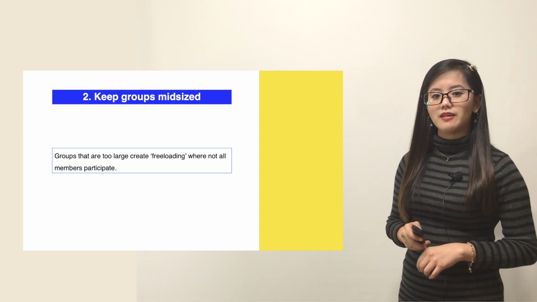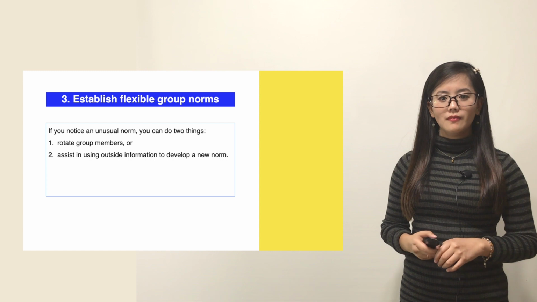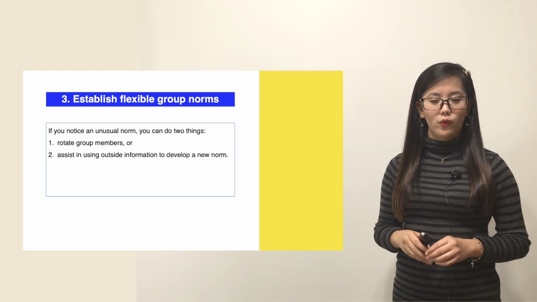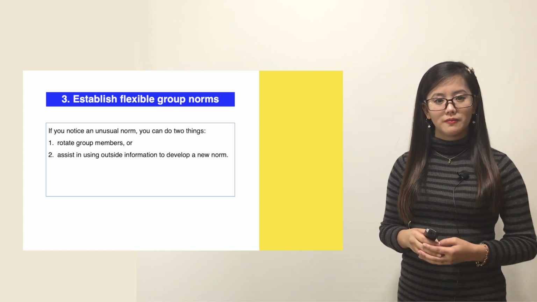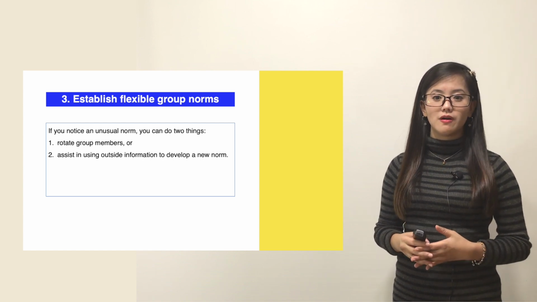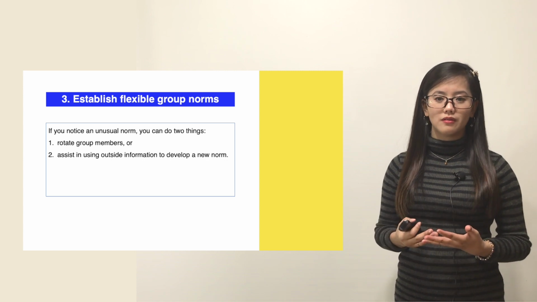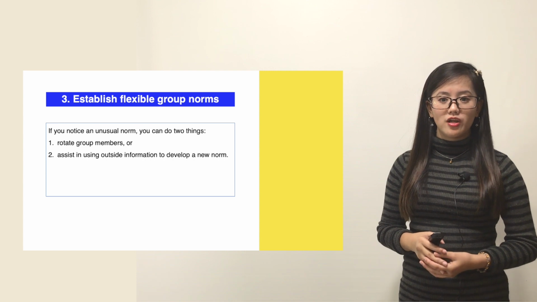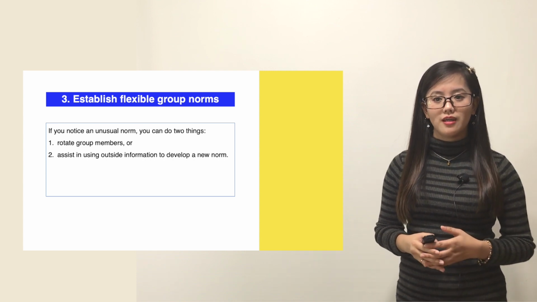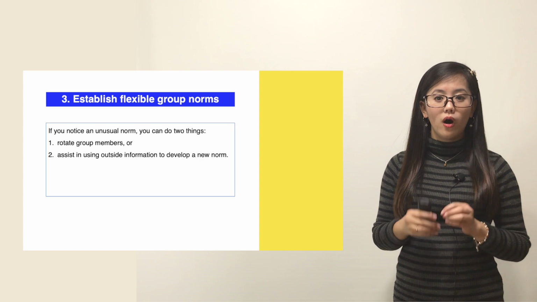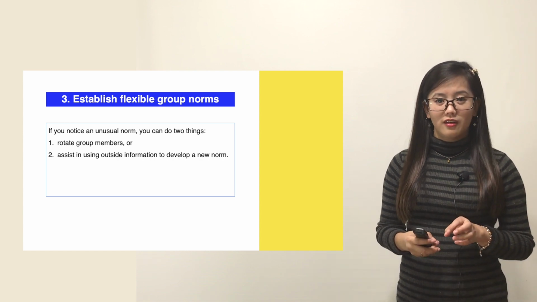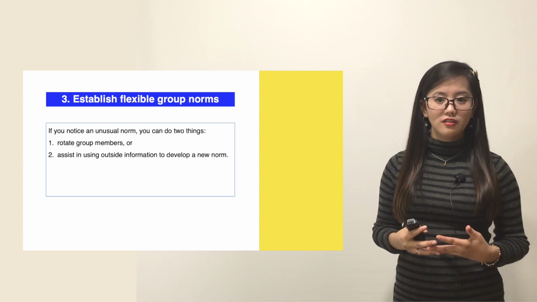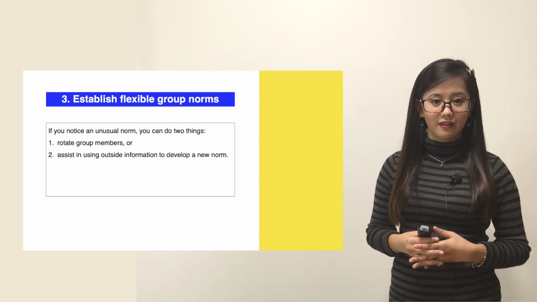Okay, let's continue. We have to establish flexible group norms. What does it mean by norms? Exactly. Norms are also called rules. Okay? Research suggests that collaborative learning is influenced by the quality of interaction. Interactivity and negotiation are important in group learning.